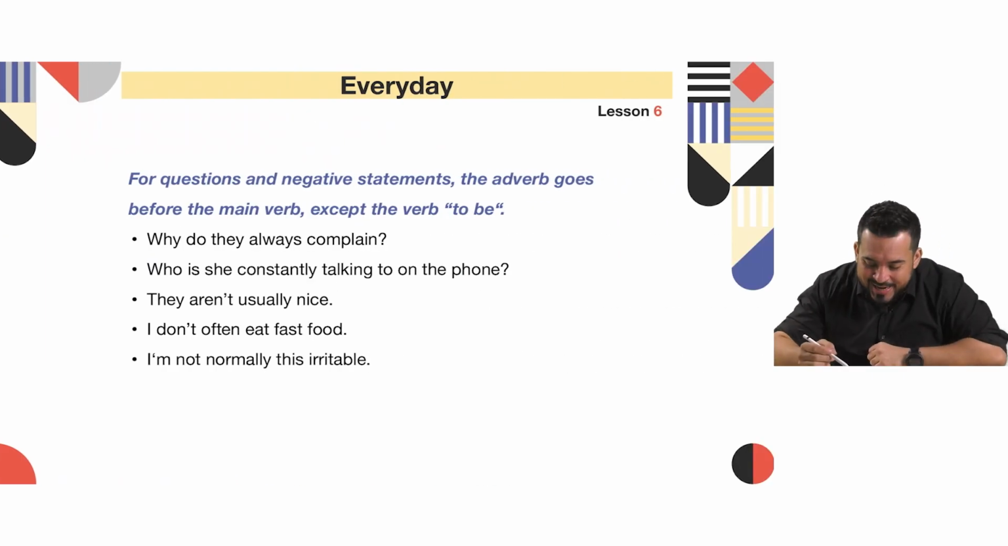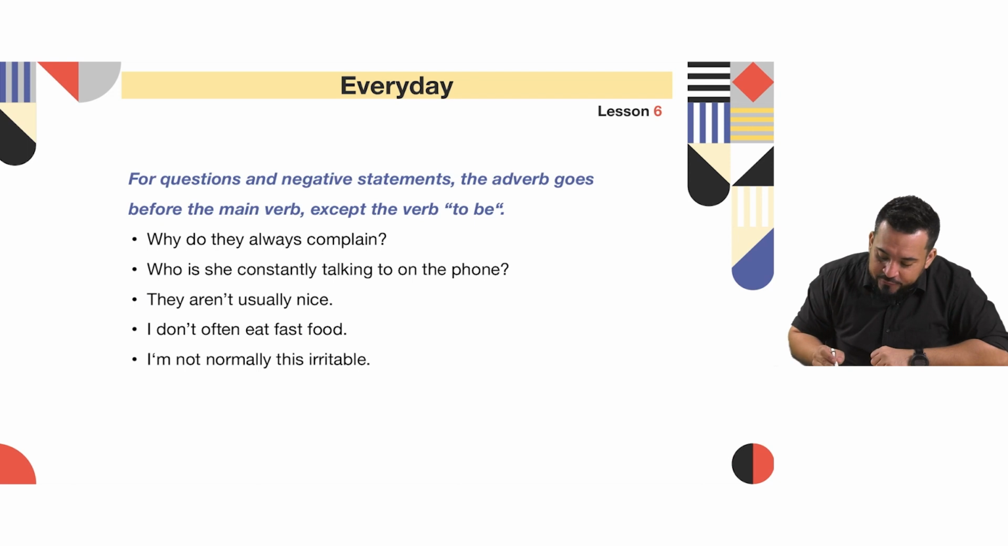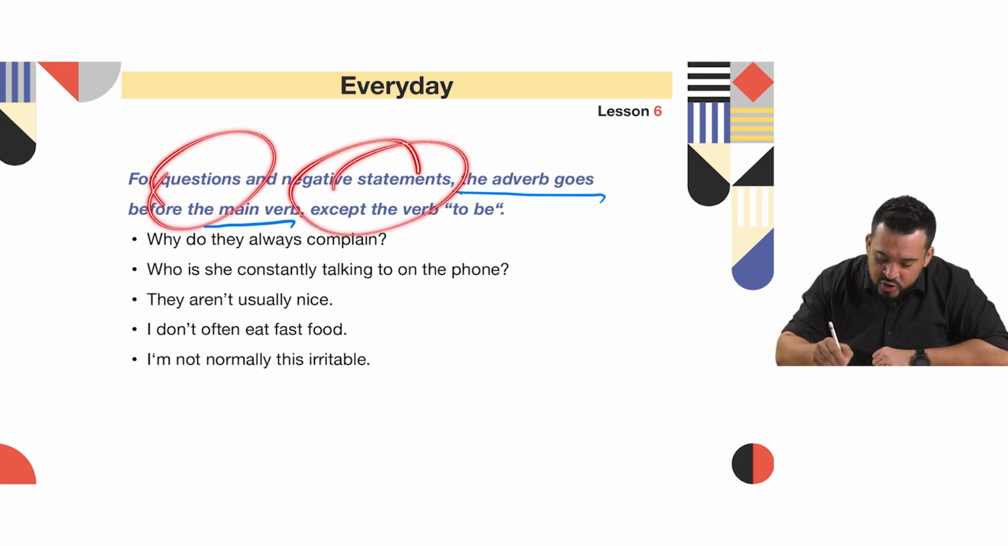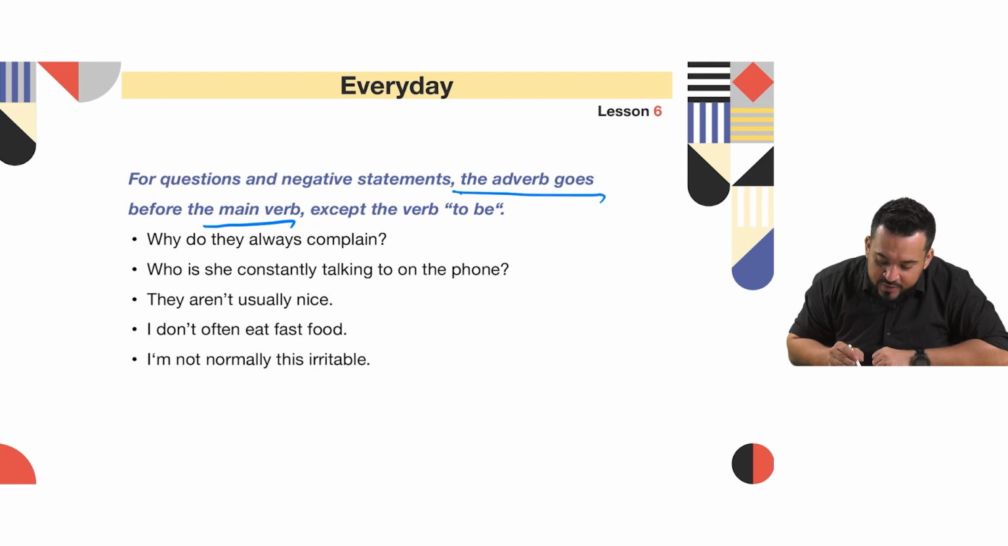For questions and negative statements, the adverb goes before the main verb. So if we have a question or a negative statement, they always go before the main verb. Let's take some examples. Why do they always complain? So the main verb is complain and the adverb is always.